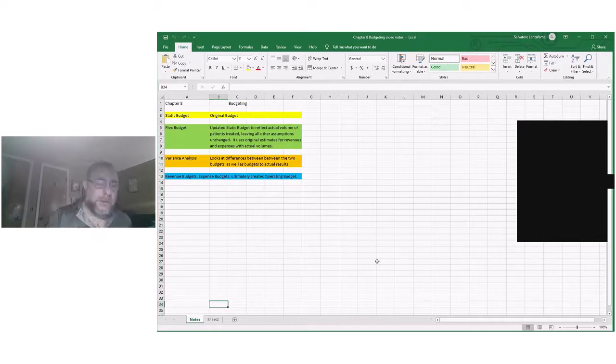From there, we would do various analyses. One called a variance analysis looks at differences between the two budgets as well as budgets to actual, as I was just describing. There's a variety of budgets: revenue budget, expense budget, operating budget, profit budget. You're going to hear the term pro forma financial statement. A pro forma means budgeted.